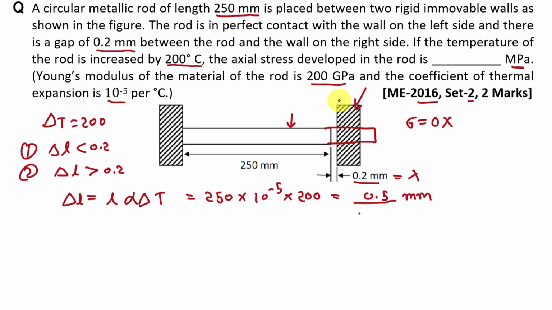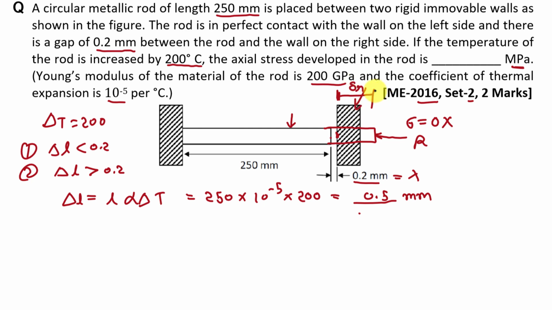Now we know that here there is a wall at a distance of 0.2 mm from this end. So now we will compress this rod by a reaction, let's say R, up to this wall, or we can say up to this point, right? So the final deformation in this rod will be 0.2. So here by this reaction we are deforming this rod up to this surface, and here this deformation is, let's say, delta R.